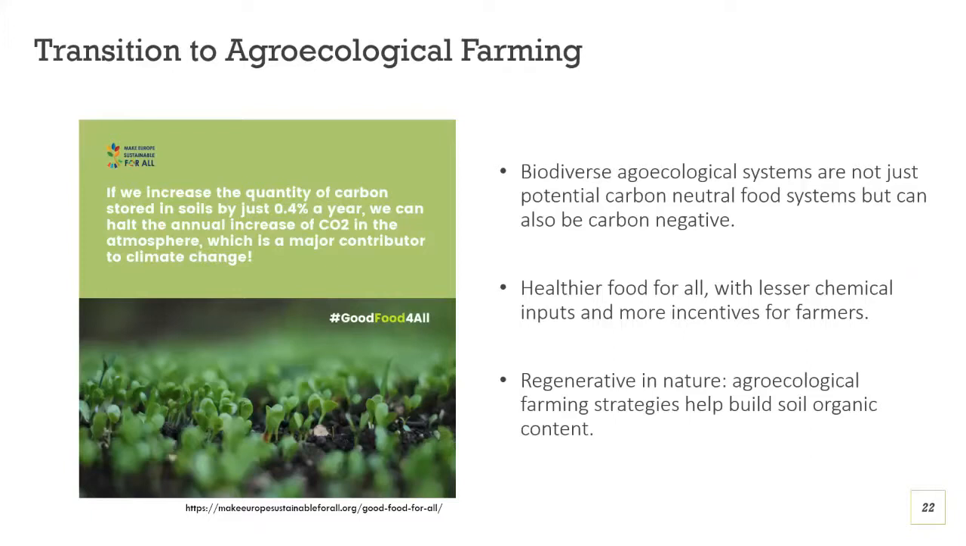As they mentioned in the video as well, using soils as a carbon sink rather than as a source of greenhouse gas emissions, by transitioning to ecological farming, can go a long way in fighting climate change. As they say in the video, one of the solutions to climate change lies right under our feet. But for that, our agriculture needs to be not just carbon neutral, but carbon negative. And as a result, we can have healthier food thanks to agroecological farming.